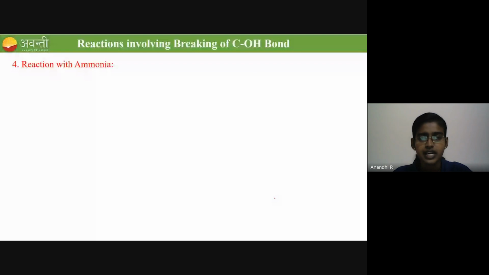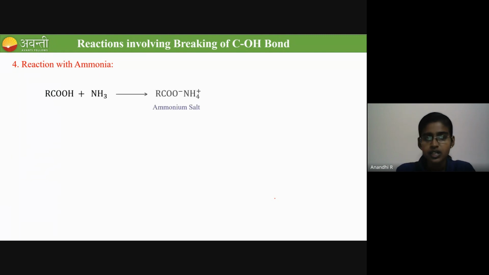So the next reaction is reaction with ammonia. What is the formula for ammonia? It is NH3, right? So take the carboxylic acid and treat it with ammonia. So here we are getting ammonium salt. So how are we getting this ammonium salt?